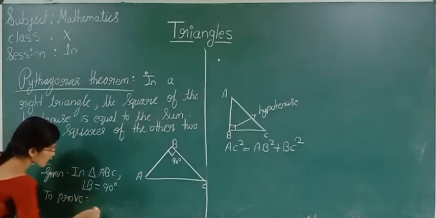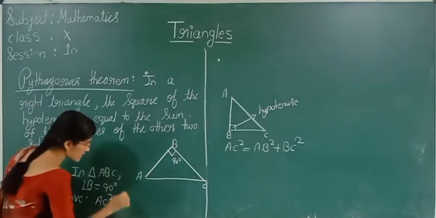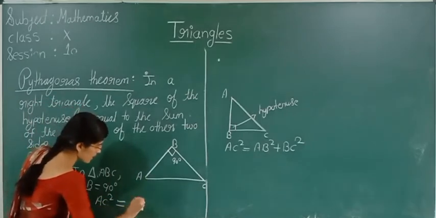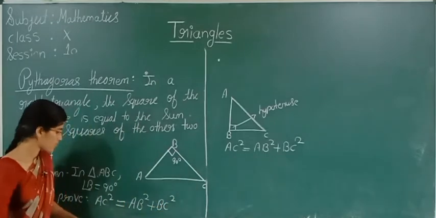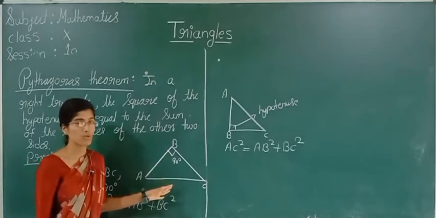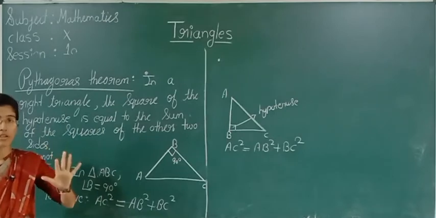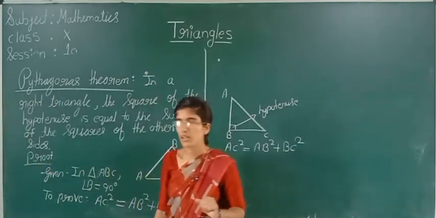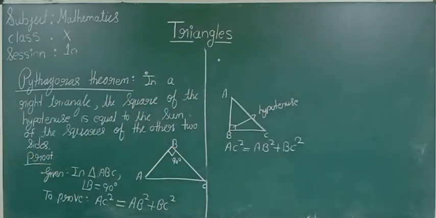We have to prove here, square of the hypotenuse is equal to the sum of the square of the other two sides, that is AB square plus BC square. They have given us one right triangle, in which angle B is 90 degrees.